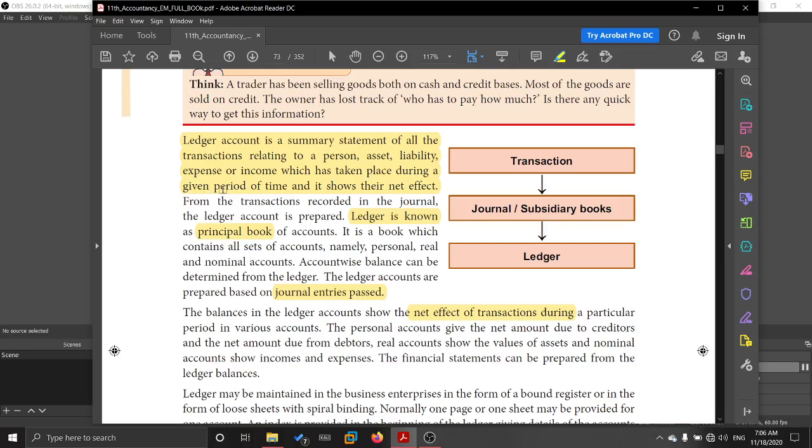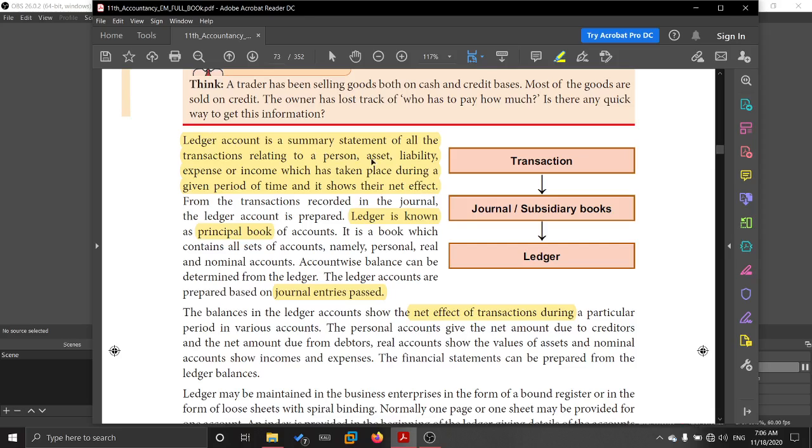ஏன் இது particular given period ன்னு சொல்றாங்க? Because it is a period of 12 months. It can be, or it can be a period of 1 month. Okay, so whatever date as and when the transaction arises, it is entered. So for the given period of time, and it shows the net effect. அதாவது நம்ம அக்கௌண்ட் க்ளோஸ் பண்ணும்போது it shows the net effect, whether it has a debit balance or a credit balance.